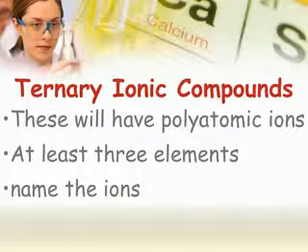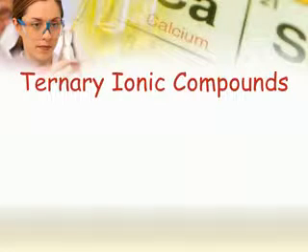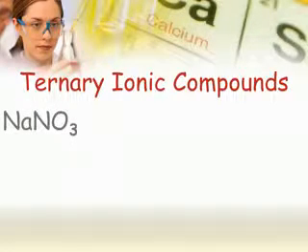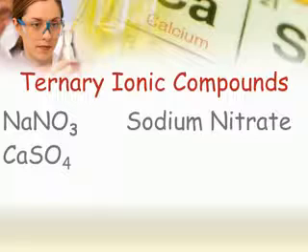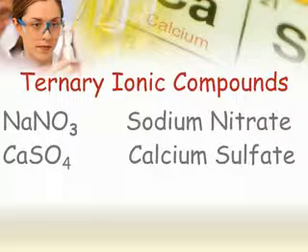In the area of ternary compounds, ternary ionic compounds mean more than one, and they usually use the polyatomic ions, of course. There are at least 3 elements. Again, in ionic compounds, you just need to name the ions. So we'll try this one. Sodium nitrate. This, calcium and sulfate, calcium sulfate.